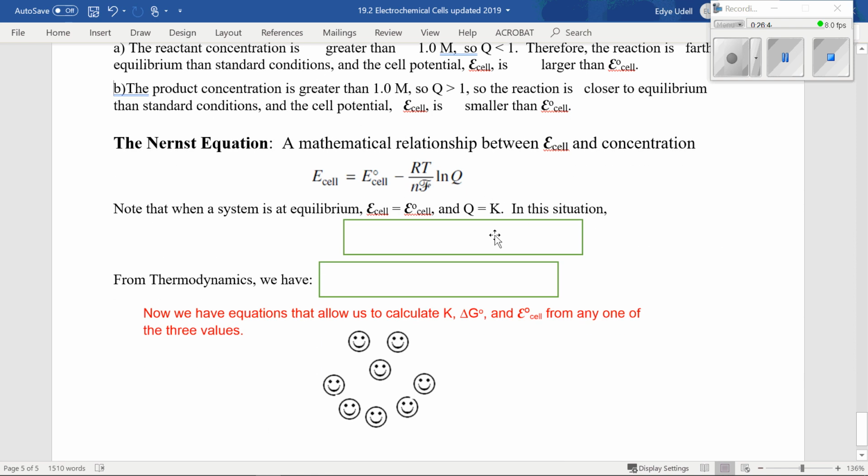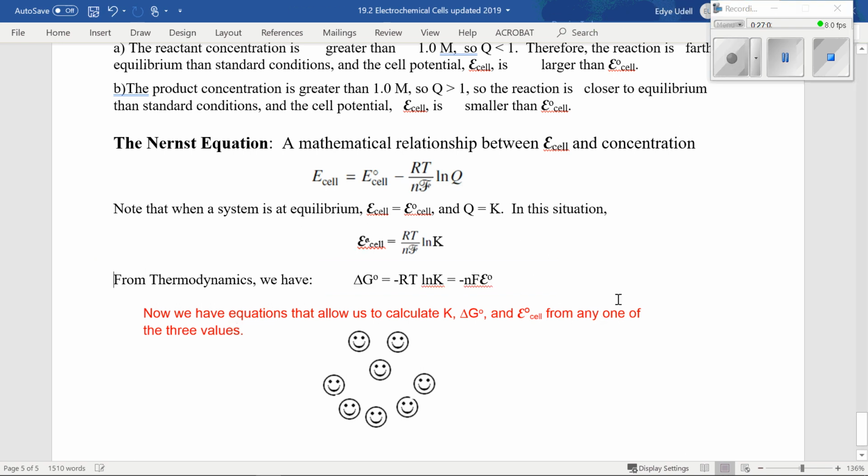We have something called a Nernst equation. You're not going to need to use it. But if we're at equilibrium, Q is K, E is 0, we could plug those values in. So if Q is K and E is 0, we have this equation. And in thermodynamics, we have a relationship between delta G, K, and E0. So now we have been able to show that thermodynamics, equilibrium, and electrochemistry all depend on each other. And that's it.